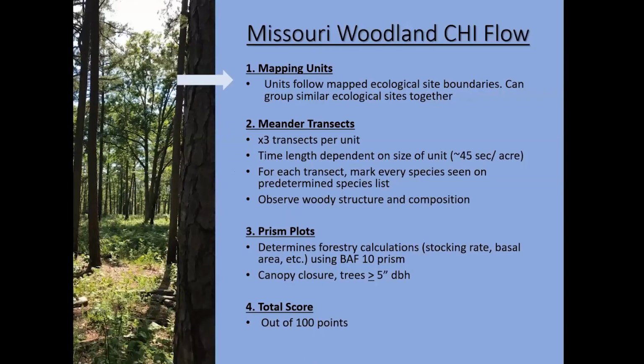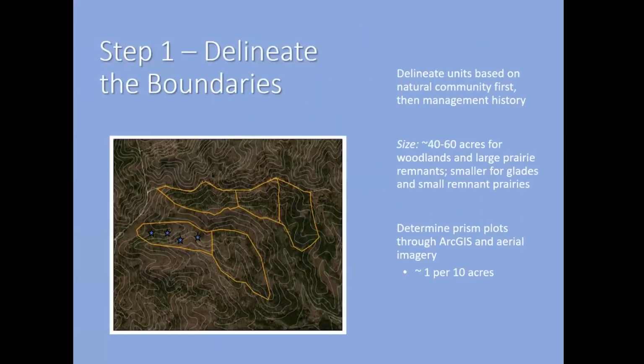So the first step is to delineate sampling units. We utilize ecological, soils, and management maps to delineate these units. They're typically 40 to 60 acres, and a 40-acre site typically takes under 2 hours to sample. Prism plots are designated within the unit. These align with Missouri Department of Conservation and Forest Service protocols. So we designate 1 prism plot per 10 acres, but no less than 4 plots per unit.